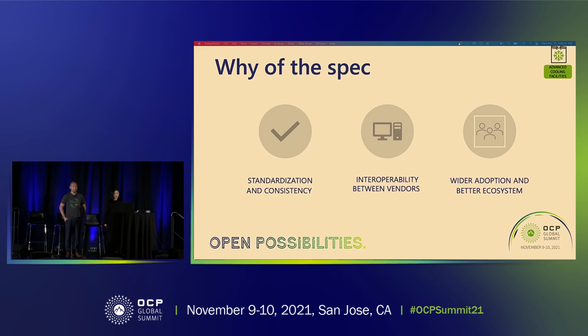The most important thing is that we want to foster standardization and consistency so that we can provide requirements and also detailed implementations for the whole AALC solution. At the same time, we also want to foster interoperability between the vendors. This is super important if we want to deploy at scale at the hyperscaler data centers. And hopefully with all those efforts, we can also increase wider adoption and a better ecosystem around the RPU.